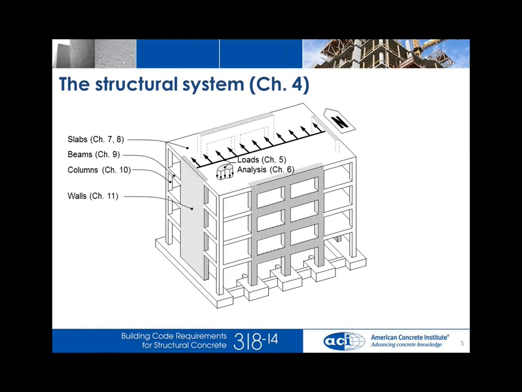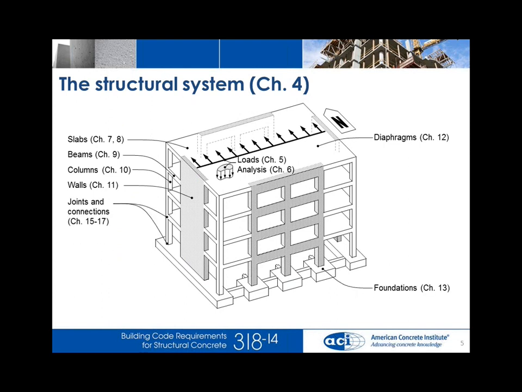Columns, 10. Walls, 11. Diaphragms, 12. What could be next? Foundations, 13. And then joints and connections are slipped in 15, 16, and 17. And then last is seismic systems.